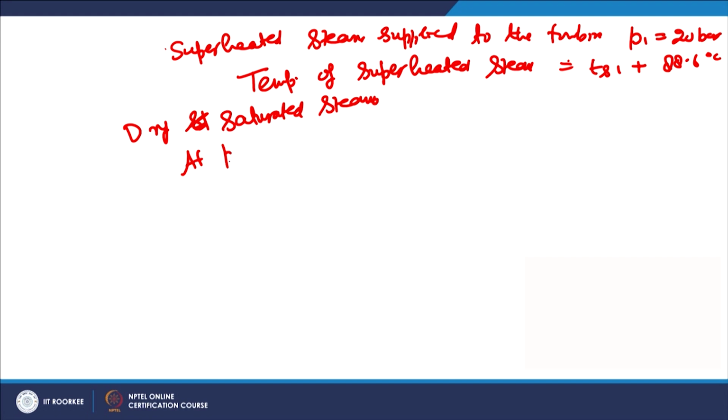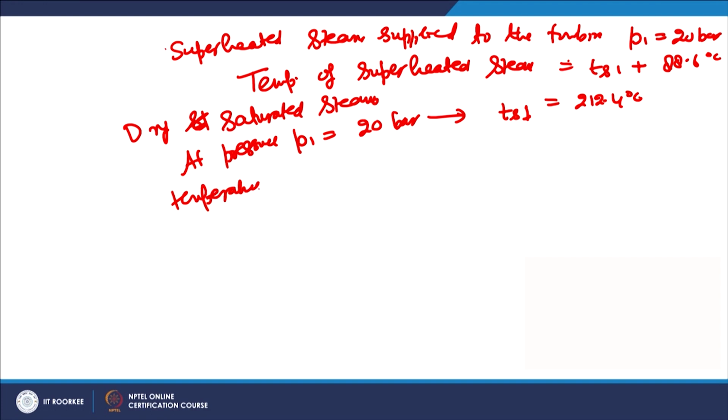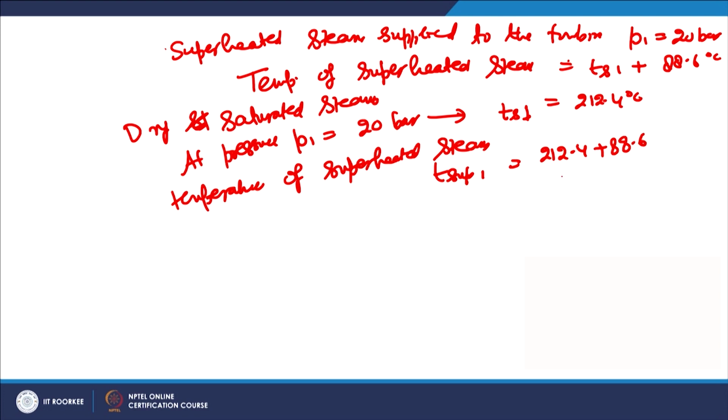So at pressure P1 is equal to 20 bar, the saturation temperature is equal to 212.4 degrees Celsius. So therefore the temperature of superheated steam is 212.4 plus 88.6, and that is 300 degree Celsius.